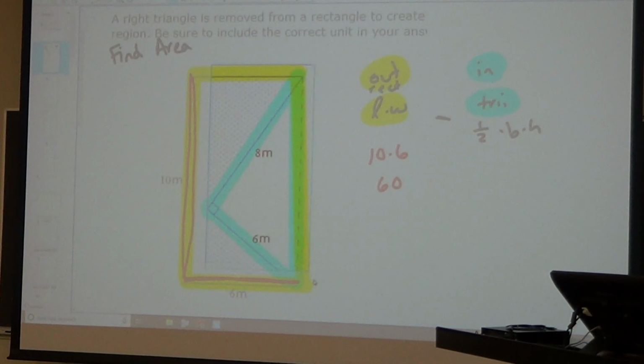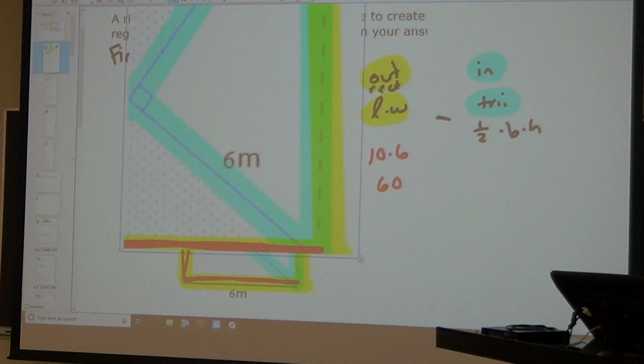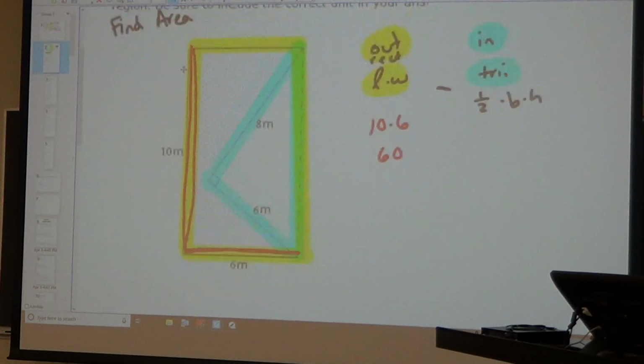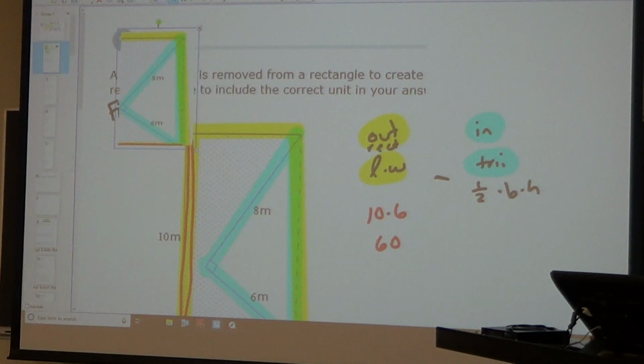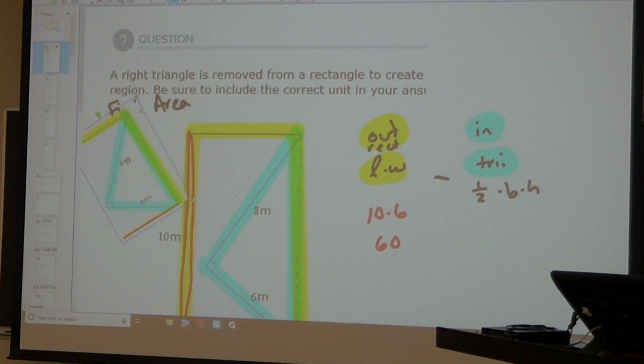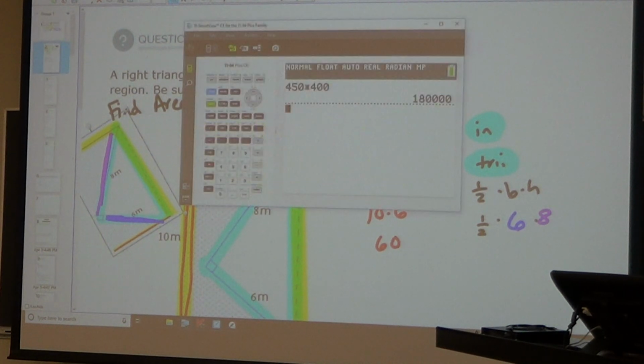just for those of you who need to see it, if I take this and I turn it a little bit cattywampus, and some of y'all can visualize this better than others, but if I turn it a little bit, my base is going to be 6, and my height is going to be 8. There we go. I go to my calculator and I do 1/2 times 6 times 8.